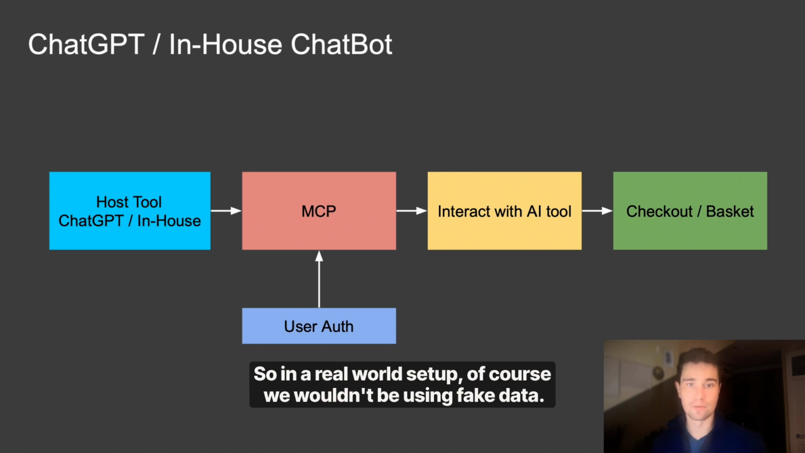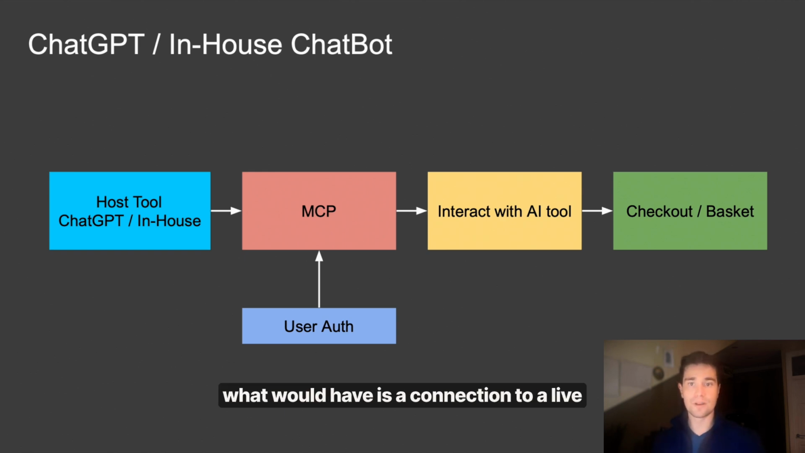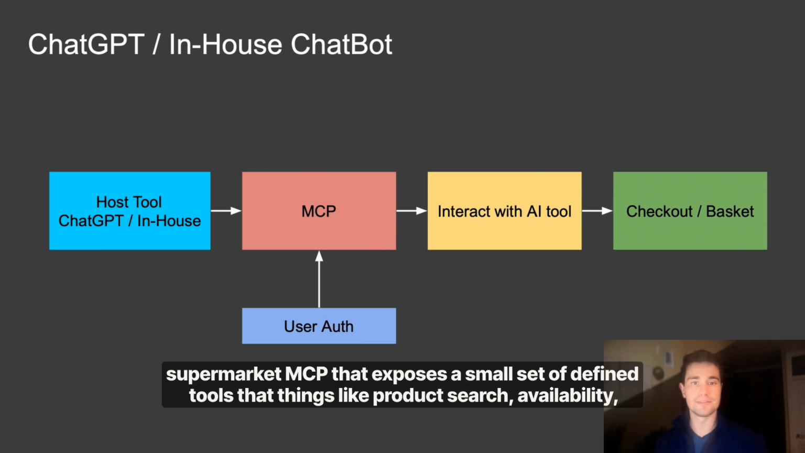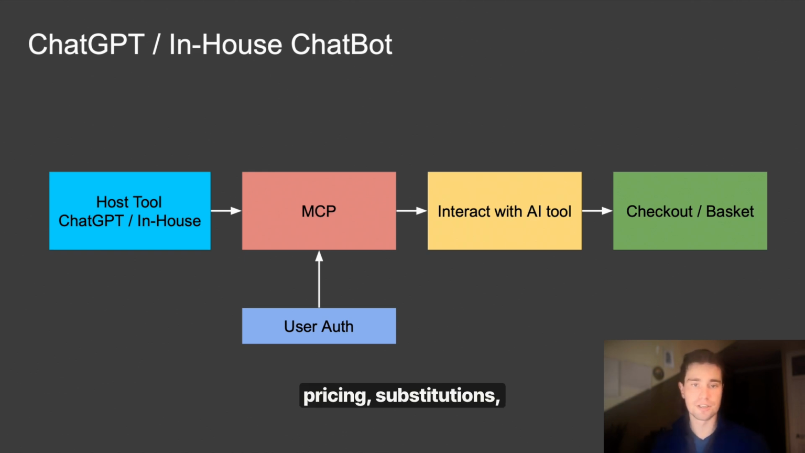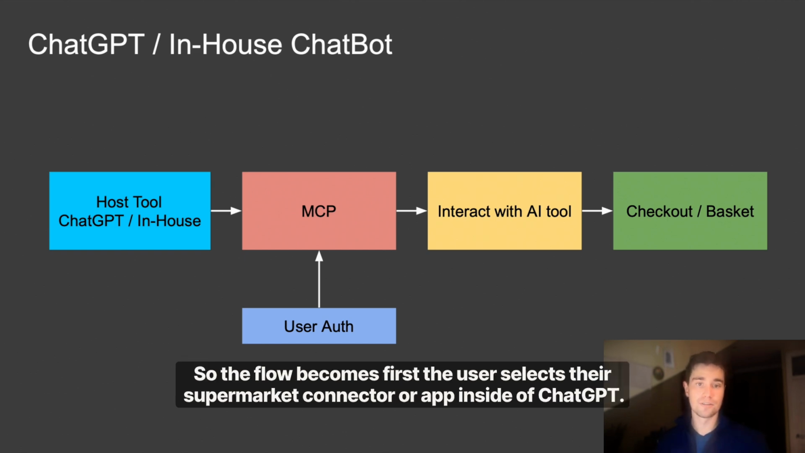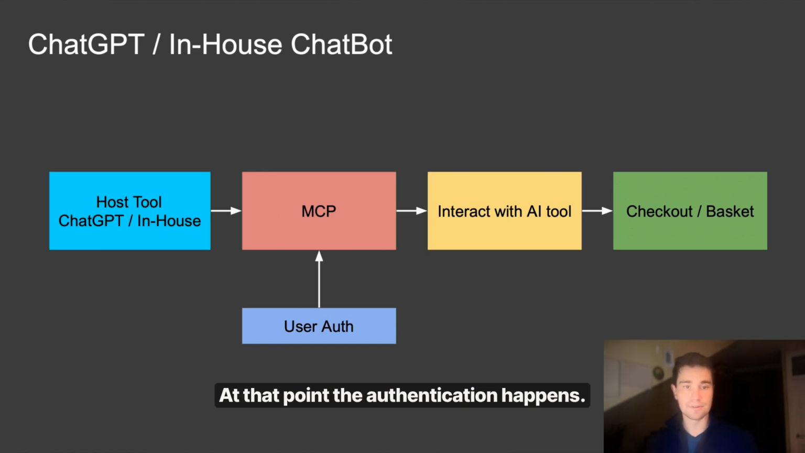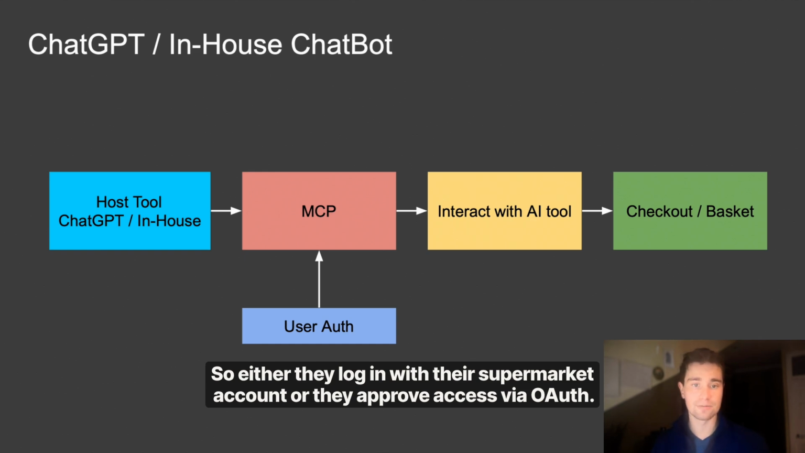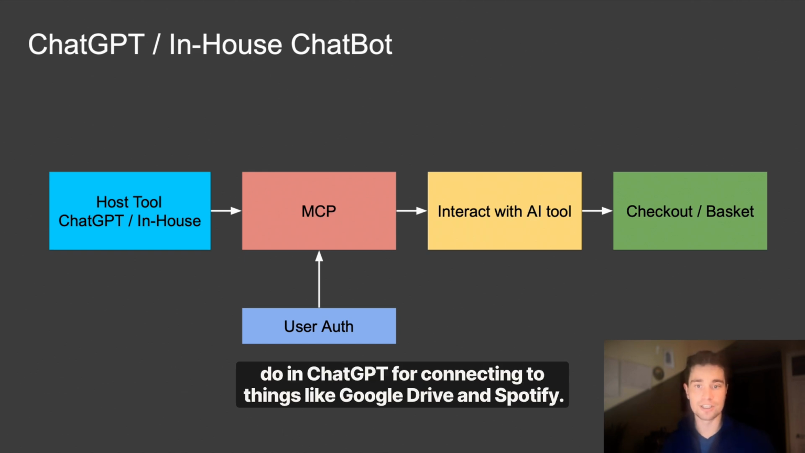So in a real-world setup, of course, we wouldn't be using fake data. What we'd have is a connection to a live supermarket MCP that exposes a small set of defined tools, things like product search, availability, pricing, substitutions, basket management. A lot of these supermarkets actually already have set up. So the flow becomes, first the user selects their supermarket connector or app inside of ChatGPT. At that point the authentication happens, so either they log in with their supermarket account or they approve access via OAuth, exactly like you can currently do in ChatGPT for connecting to things like Google Drive and Spotify.